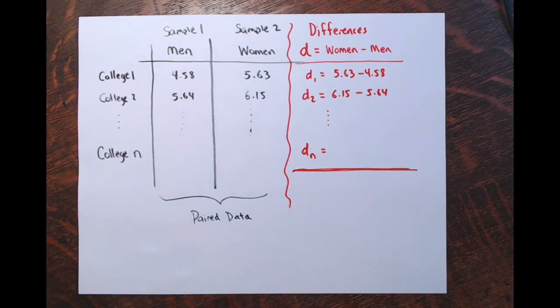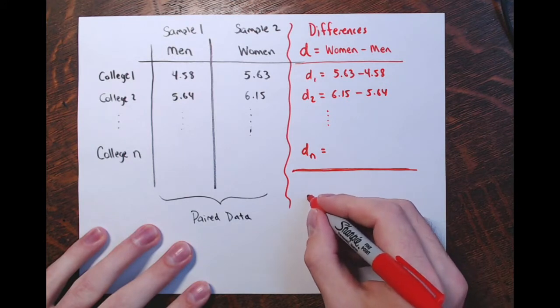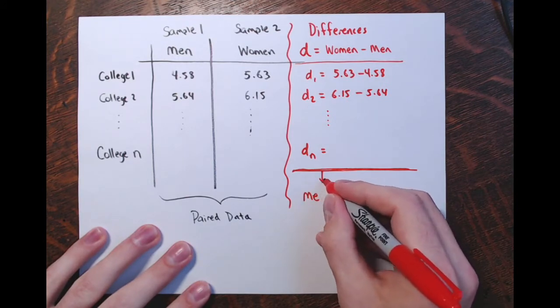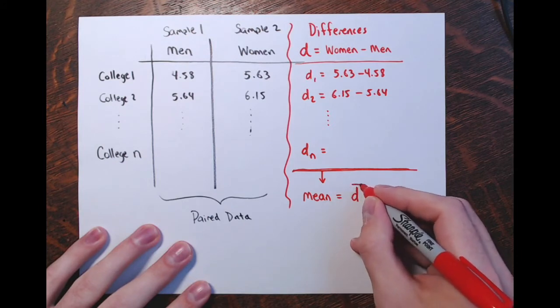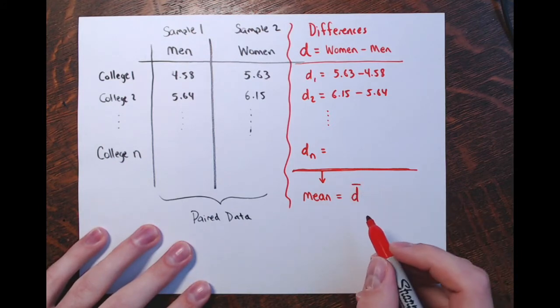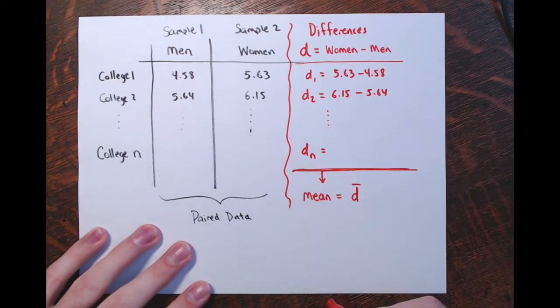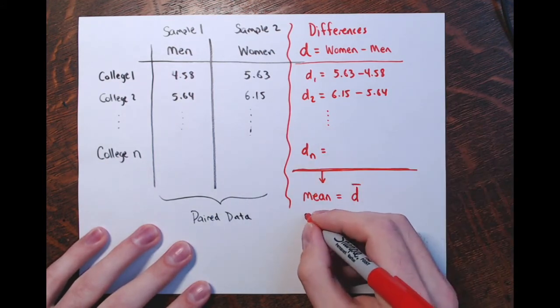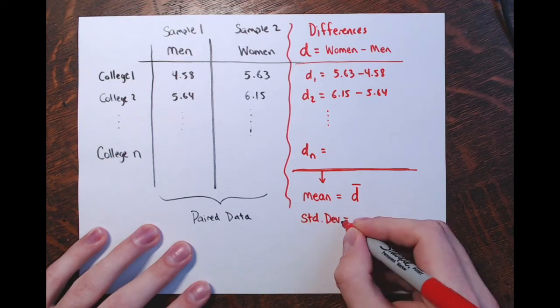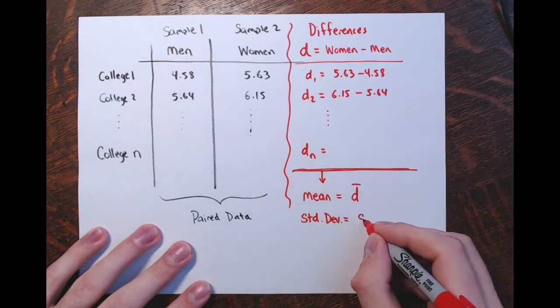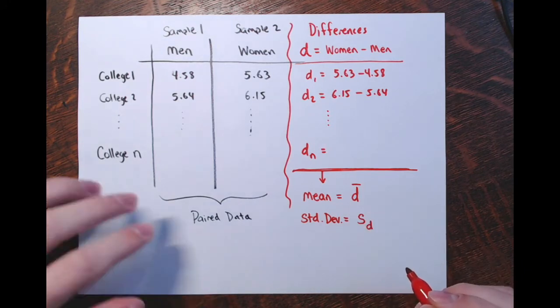Once we have this sample of n differences, we're going to take the mean of this sample, which is going to be called d bar. It's just like x bar, but it's the mean of all these differences. We're also going to find the standard deviation of this sample of differences, called S sub d.